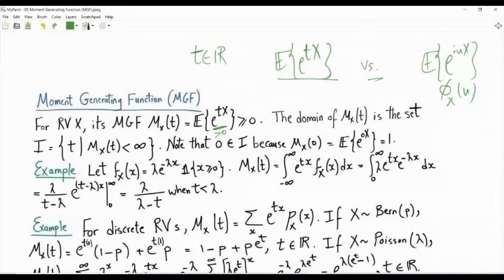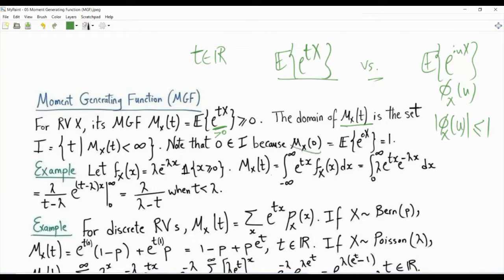Now, who says that this expectation will always be finite? No guarantees. This is different from the characteristic function. Remember that we have this property for the characteristic functions, but we don't have it here. So there is a domain for the moment generating function: those are the values of t for which M_X(t) is a finite number. The domain of the moment generating function is guaranteed to include t equals 0.